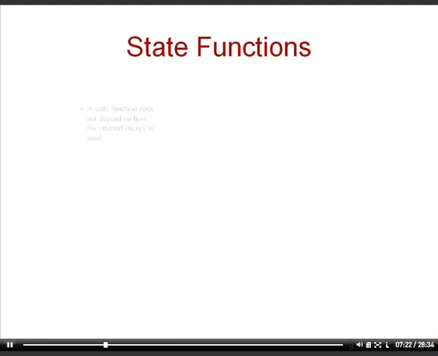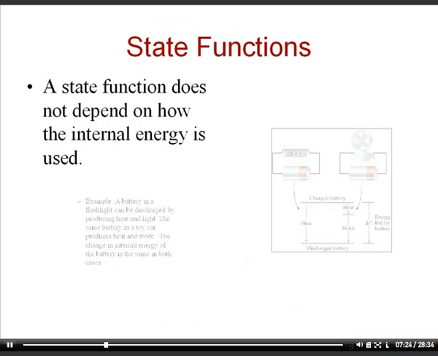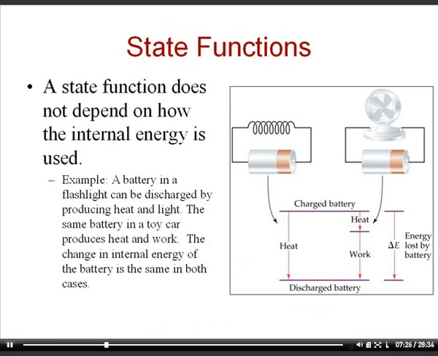On the next page we have another picture of a state function. A state function does not depend on how the internal energy is used. So if you wanted to know the energy lost by a battery, it doesn't really matter if it's just wasted by heat from a toy car, or if that energy is used to power a fan. So a battery in a flashlight can be discharged by producing heat and light, or the same battery in a toy car produces heat and work. It doesn't matter, you'd still get the same change in energy.